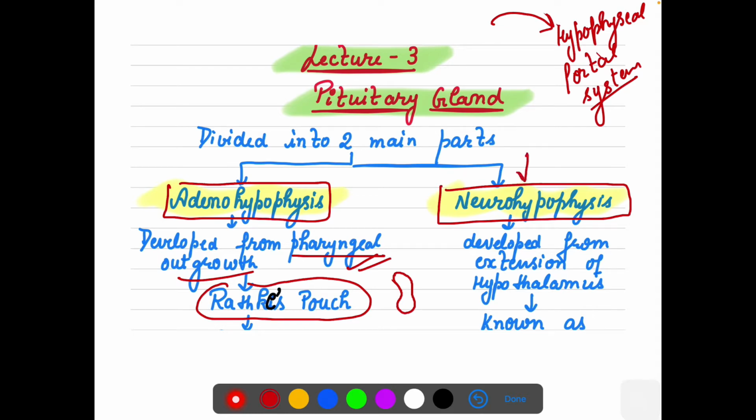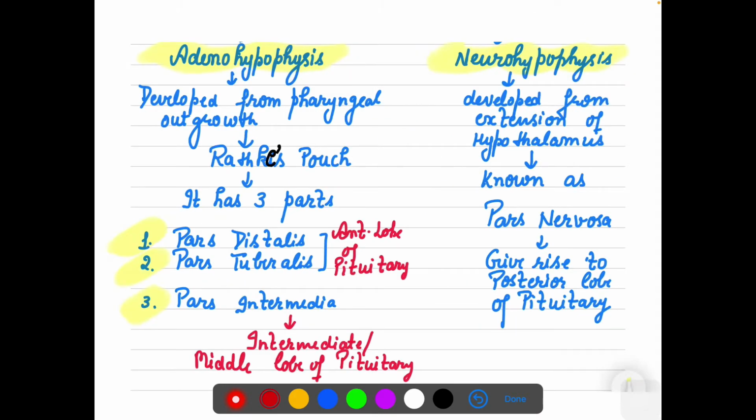And neurohypophysis, just look at the name, it is developed from an extension of hypothalamus. ये जो hypothalamus का extended version है, बेसिकली यहाँ पे अगर हमारा हाइपोथैलेमस present है तो उसका जो बाहर extended version है, that is known as the neurohypophysis. So Rathke's pouch has three parts: one is pars distalis, one is pars tuberalis, and one is pars intermedia.